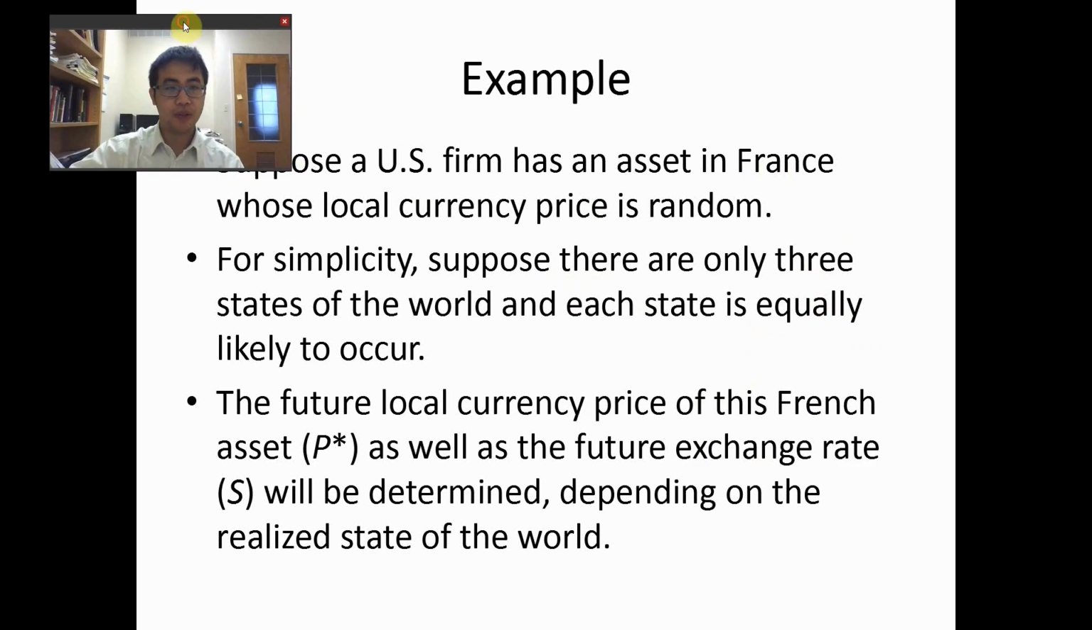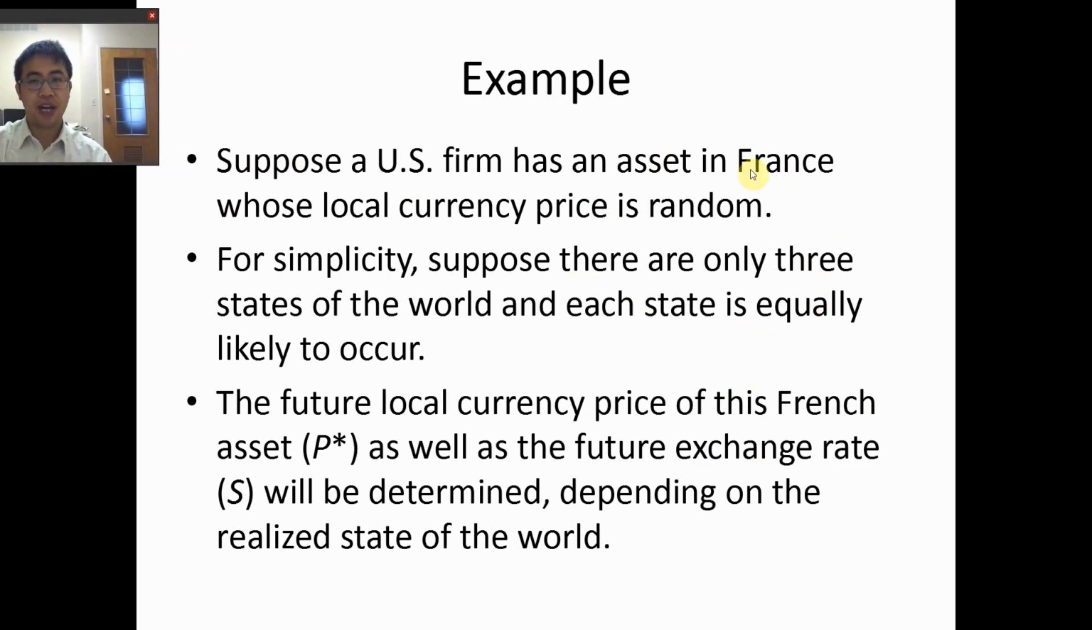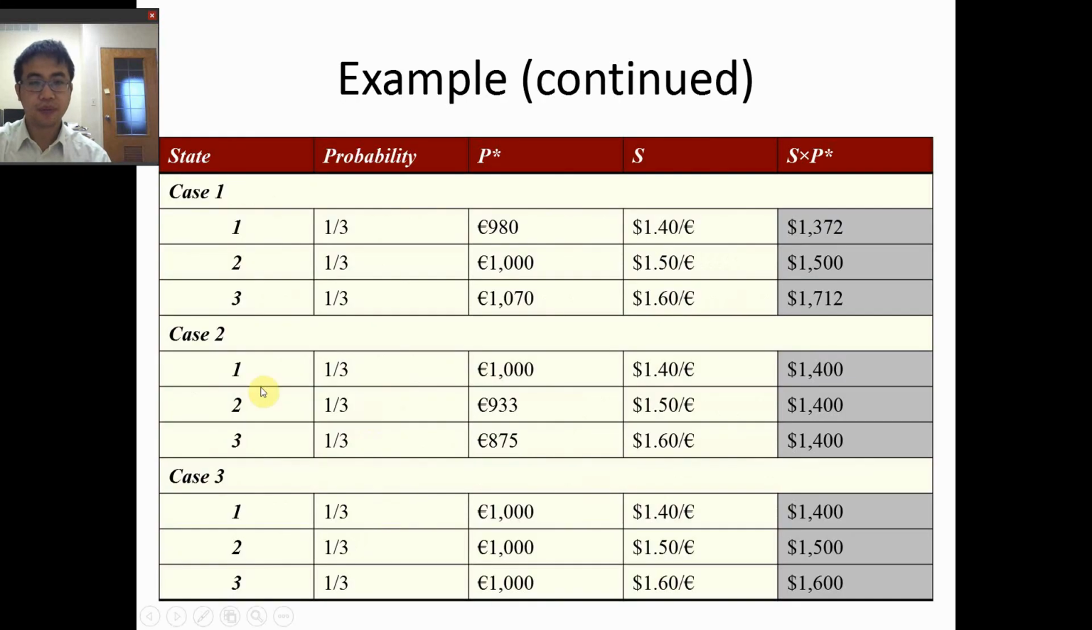Suppose a U.S. firm has assets in France whose local currency price is random. Okay, for simplicity, suppose there are only 3 states of the world, and each state is equally likely to occur. So they each come with a 1/3 probability. And the future local currency price of these French assets, as well as the future exchange rate, will be determined depending on the realized state of the world. All right, so we have 3 cases. We're going to analyze each case separately. Let's just look at the first case.